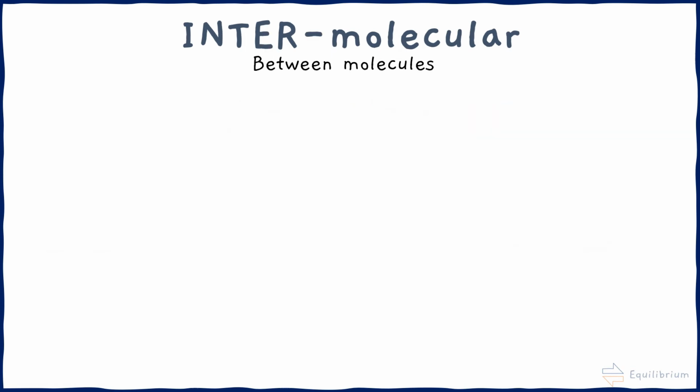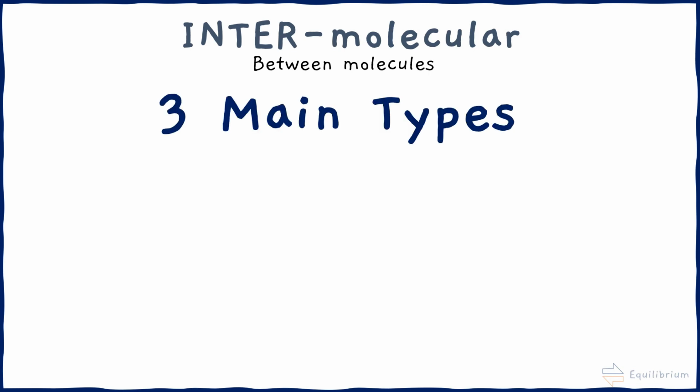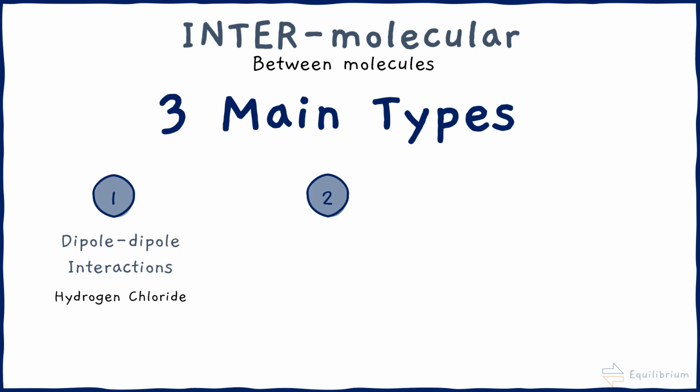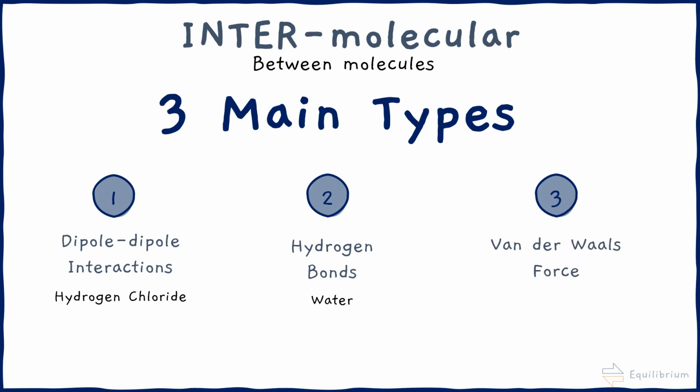Now let's look at intermolecular forces, which are found between molecules. There are three main types. Firstly, there are dipole-dipole interactions, like between hydrogen chloride molecules. Next, we have hydrogen bonds, like between water molecules, and finally van der Waals forces, or London dispersion forces, like between chlorine molecules.